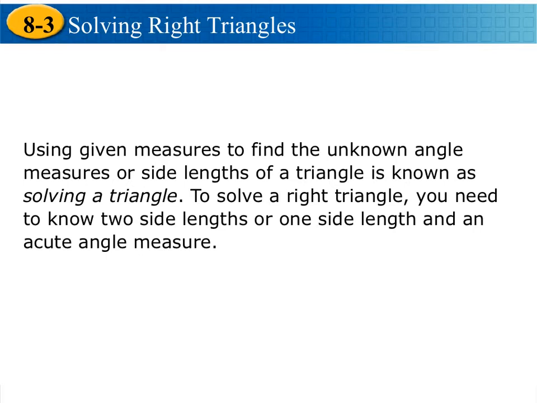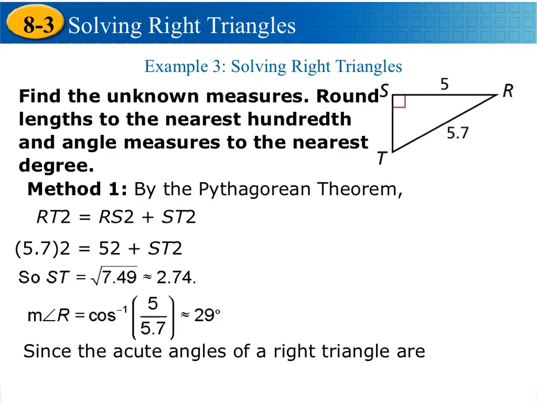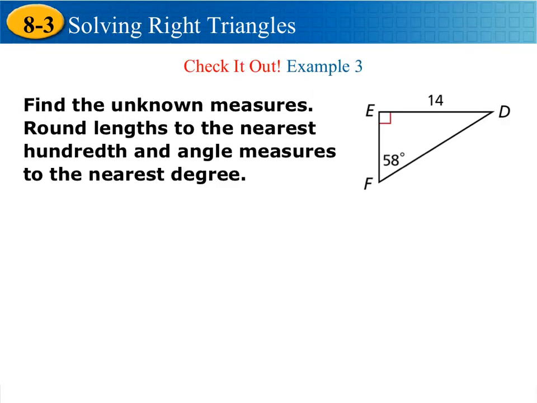So using given measures to find the unknown angle measures or side lengths of a triangle is known as solving a triangle. To solve a right triangle, you need to know 2 side lengths or 1 side length and an acute angle measure. If we were given just 2 side lengths, we'll be able to find all of the angle measures and all of the side lengths. If we were given just 1 side length and an acute angle, we'll be able to find all the side lengths and all the angle measures. So that's all we need to solve all the parts of a right triangle. We're going to skip this next slide because it has the answer on it, and go to slide 9.